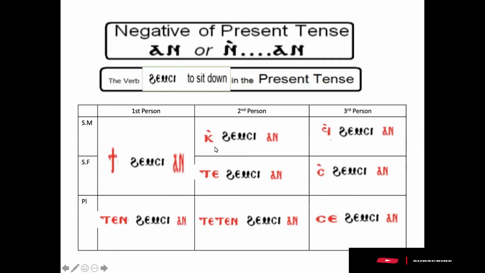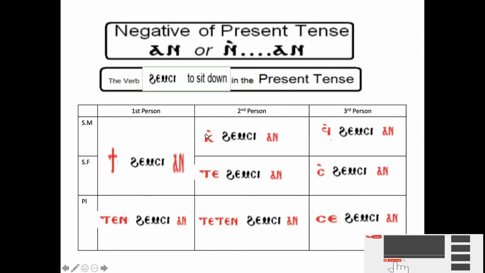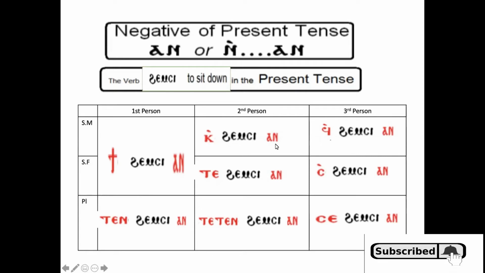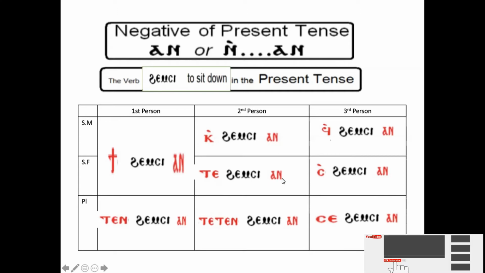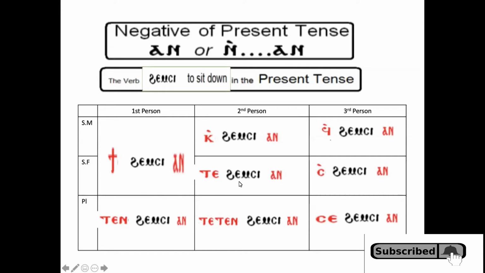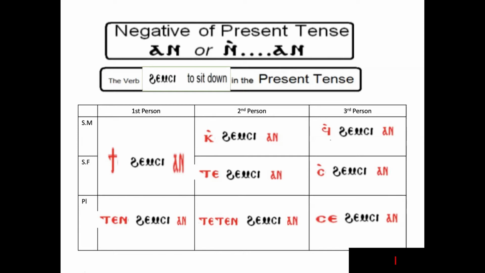If I want to say for a singular masculine, you do not sit down, I say ek himsi on. For a singular feminine, I say te himsi on, you do not sit down. If you're talking to a group of people, if it's a plural, you're saying tetain himsi on.